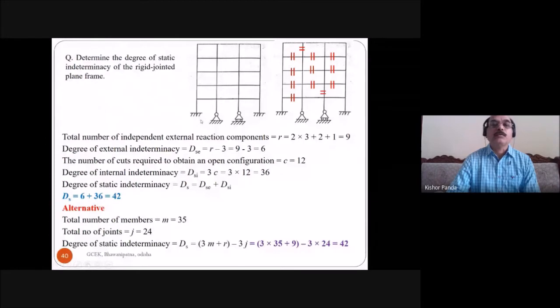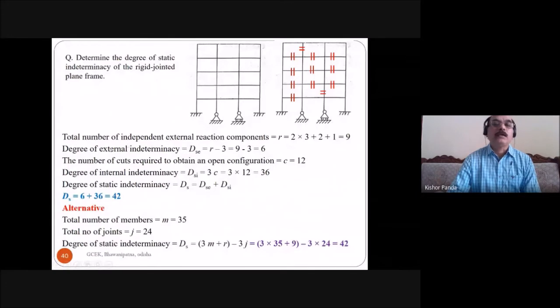So first what you have to do? First you have to find out the total number of external reaction components. Here you see, this is your fixed end. How many reactions are here? Three reactions. And this is also a fixed end, here also three reactions. And this is a hinge support, here two reactions. And this is a roller support, here one reaction. So the total number of reaction components is equal to 3 plus 2 plus 1 plus 3. 3 plus 3 is 6, plus 2 is 8, plus 1 is 9. The total number of reaction components is equal to 9.